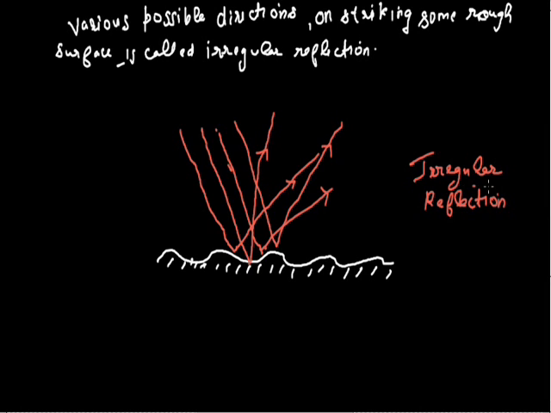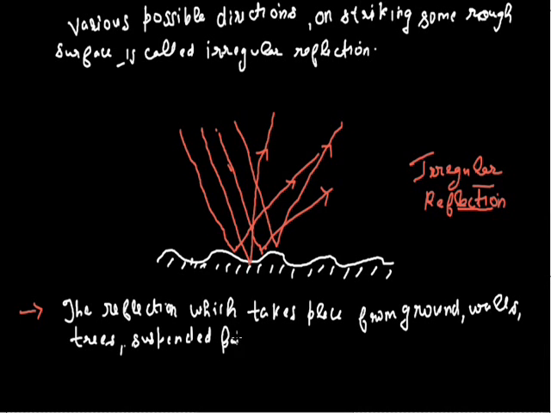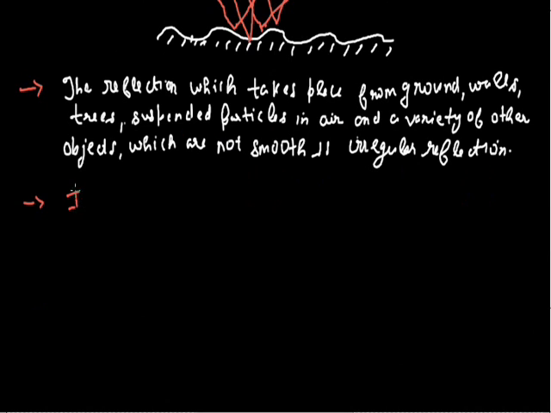Some points about irregular reflection. The reflection which takes place from the ground, walls, trees, suspended particles in air, and a variety of other objects which are not smooth, is irregular reflection.